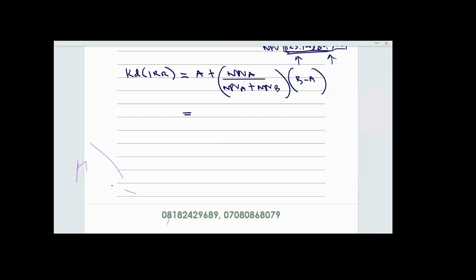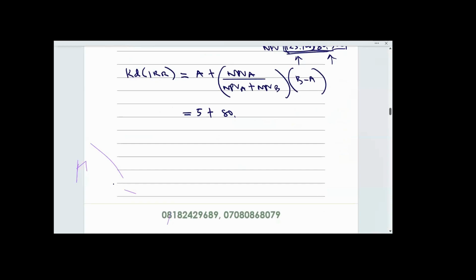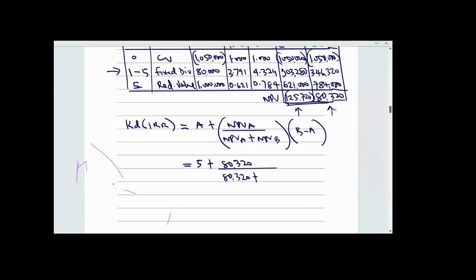So A is the lower discount rate. We assume 5 and 10%. 5% is lower. Therefore, 5 plus the NPV of that 5%. Look, NPV of the 5% is 80,320. 80,320 divided by 80,320 plus NPV of the higher, which is 125,720.